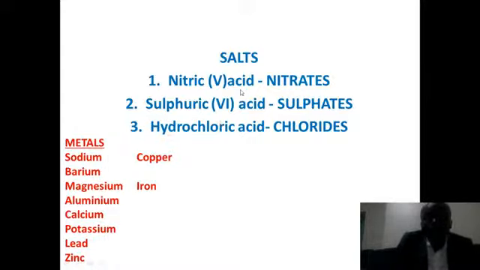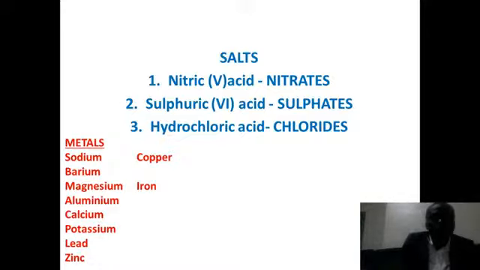Examples of nitrate salts. Number 1 is sodium nitrate. Then number 2 we have barium nitrate. Then number 3 we have magnesium nitrate. Number 4 we have aluminium nitrate. Number 5 we have calcium nitrate. Then next we have potassium nitrate. Then lead nitrate. Then zinc nitrate. Next is copper nitrate. Then next is iron nitrate.